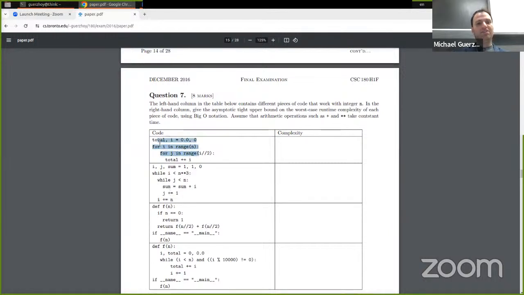So what's happening here? We're saying for i in range n, and then for j in range i over 2, and then we're just doing something. So how many times does this repeat? Well, the first time around, this repeats 0 times. Then it repeats again 0 times. Then it repeats once and then once. So let me copy.